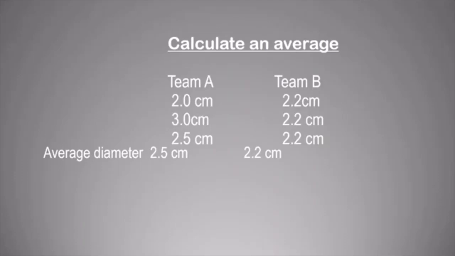Now, if we summarize this result, we can say that Team B's result is more precise but not accurate, whereas Team A's result is accurate but not precise. Let's look at another example.